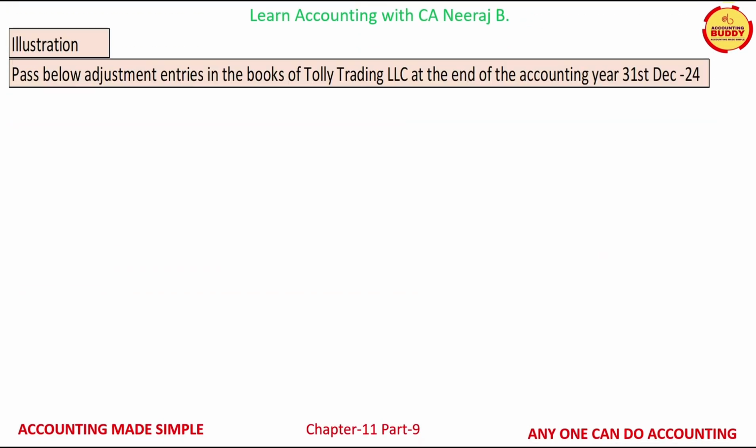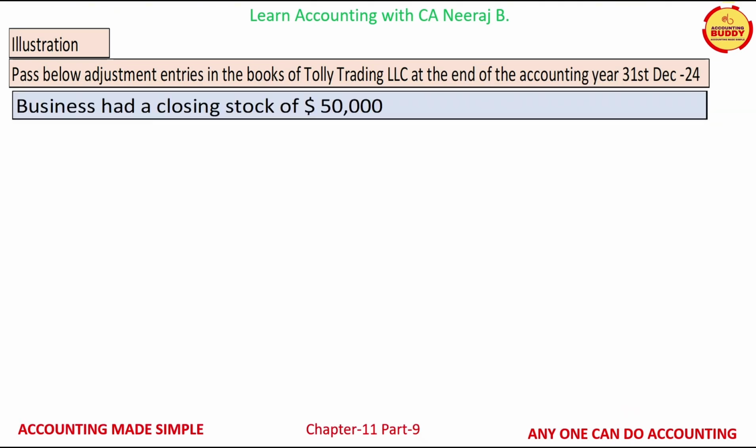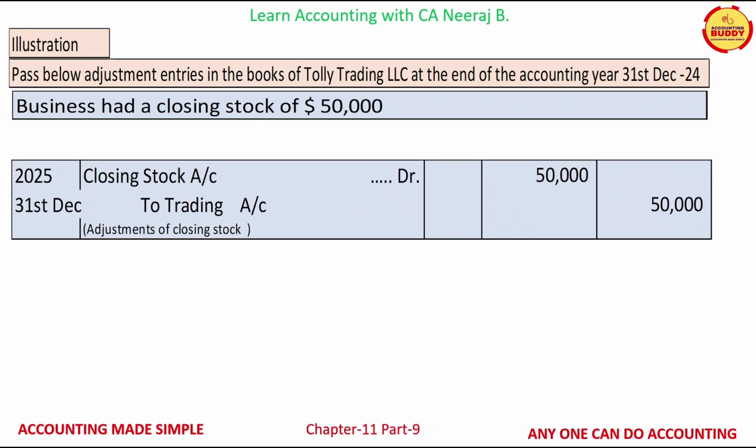Pass below adjustment entries in the books of Tolly Trading LLC at the end of the accounting year 31st December 24. The transaction on your screen is business had a closing stock of $50,000. This adjustment closing entry for this event can be passed in two ways. Under option 1, the two accounts affected are closing stock account and trading account. Closing stock account will be debited and the trading account will be credited. The entry will be passed for $50,000 by writing a proper narration.